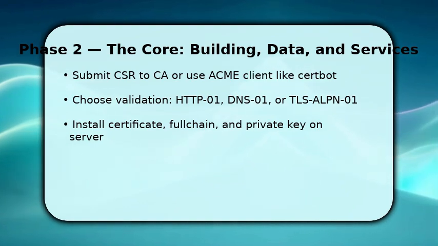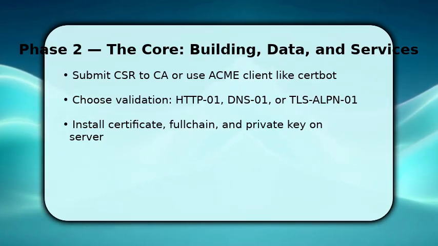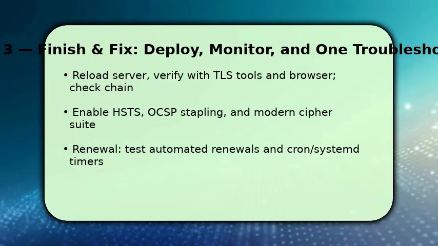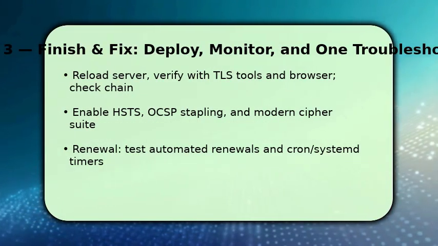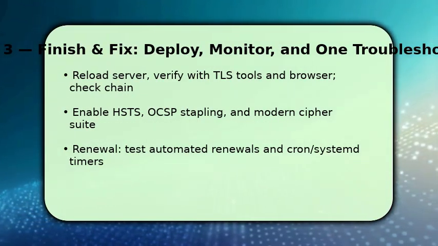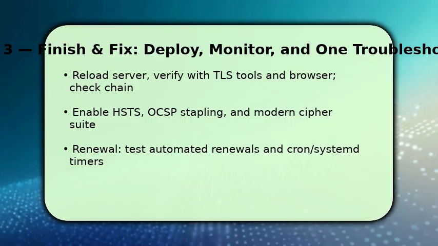After the CA issues the cert, install the certificate, full chain, and private key in your web server configuration, and update any intermediate bundle paths so clients receive the full chain during TLS handshake. You finish by reloading or restarting the web server and verifying with TLS tools and a browser. Confirm the chain, hostname, and expiry dates.